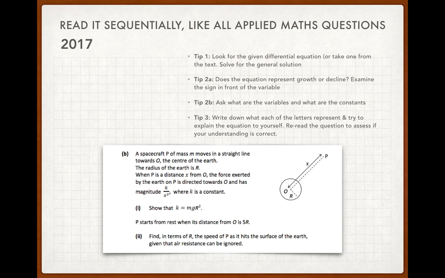So what's happening? All right, let's read it. Spacecraft of mass m moves in a straight line towards the Earth. Okay, radius of the Earth is r. Okay, when P is at a distance x from O, so the x value is measured towards the top right-hand corner. The force is exerted in the opposite direction, and that tells me that the relationship between the force and the displacement, there needs to be different signs between the two of them. So my force is going to be minus k over x squared. Now you should be able to do it from there. I've already explained it, and I've already explained the bottom one as well.